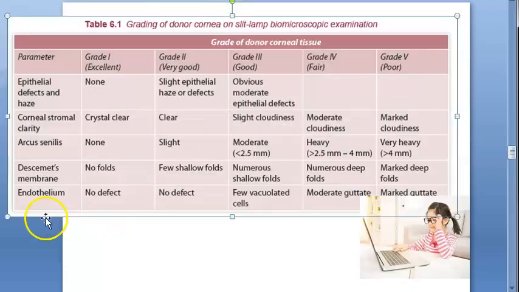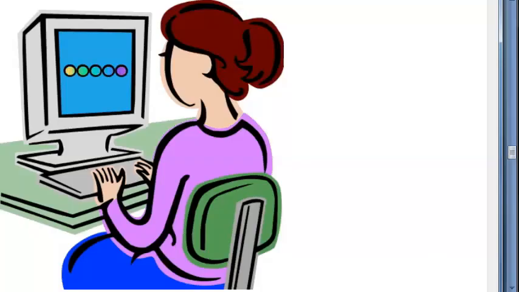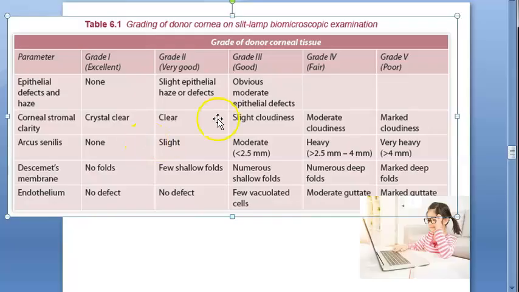Now let us look at the grading, guys. We're looking at the grading of what? Of the donor corneal tissue. So let us try to understand this. Grade 1 is excellent, grade 5 is poor. Okay, let's look at grade 1 now. Grade 1 is what? Excellent. So epithelial defects, haze, none. Stroma clarity, crystal clear. Arcus senilis, none.